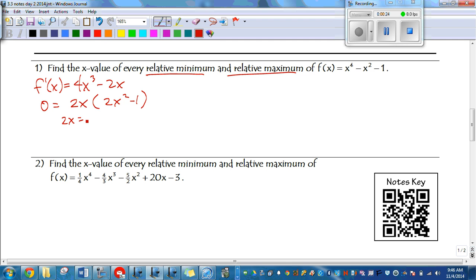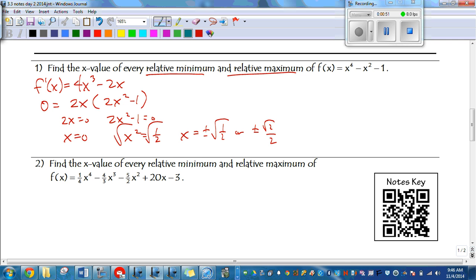So either 2x equals 0 or 2x squared minus 1 equals 0. So one critical value would be 0. The other one, actually there's a couple from this one, we get x squared equals 1/2. So if we take the square root of both sides, x equals the positive or negative square root of 1/2. Or you can write it as positive or negative root 2 over 2.